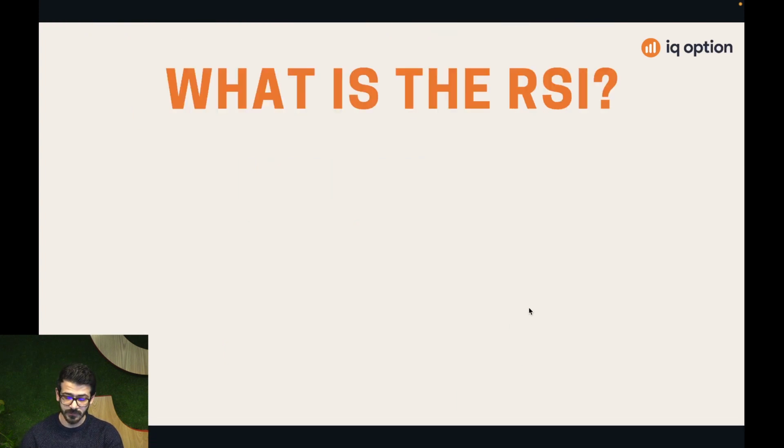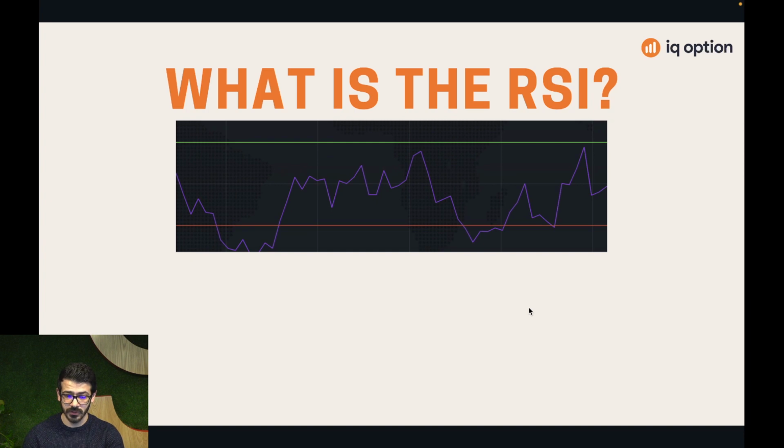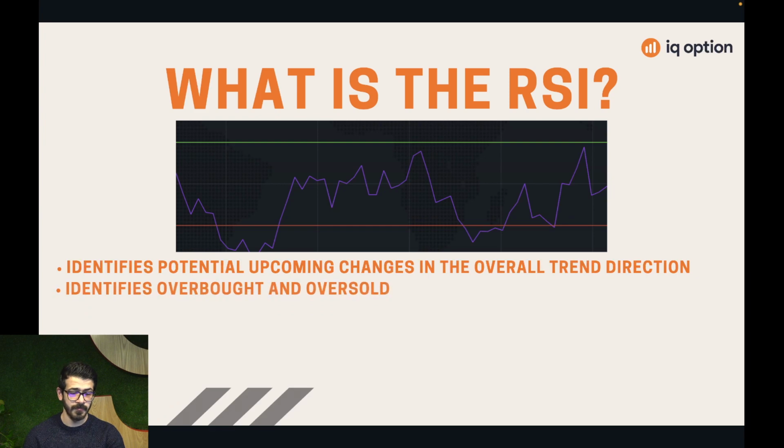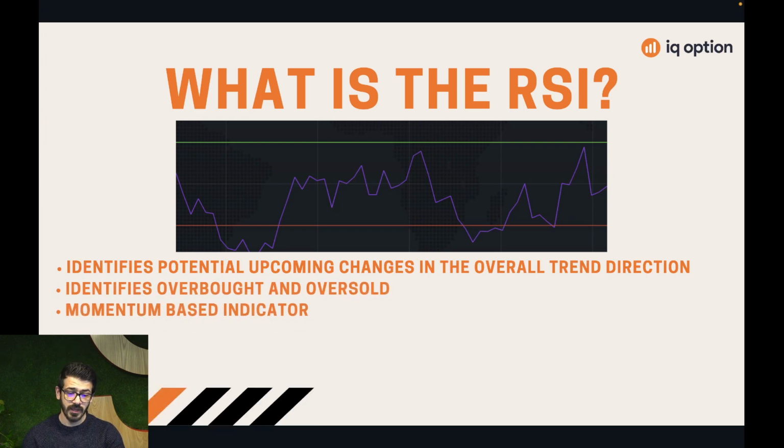What is the RSI? Just a quick brief. This is how it looks. The green line is basically called an overbought level, the red line is called an oversold level, and the purple line is the RSI line. It identifies potential upcoming changes in the overall trend direction. It identifies overbought and oversold levels. It is a momentum-based indicator, which means it reads the strength of a certain trend and it tells you potentially if it's going to reverse or continue.